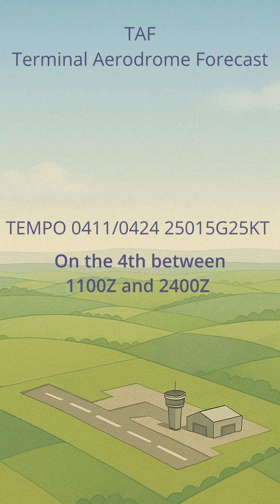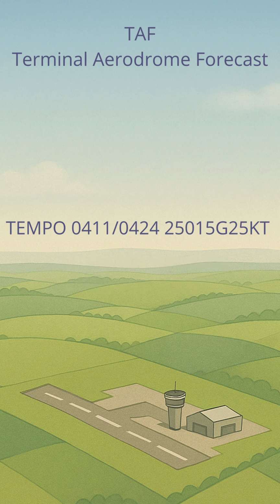So on the 4th, between 1100 Zulu and 2400 Zulu, they're expecting a temporary change of the wind to change direction from 250 degrees to increase in speed to 15 knots with gusting up to 25 knots.